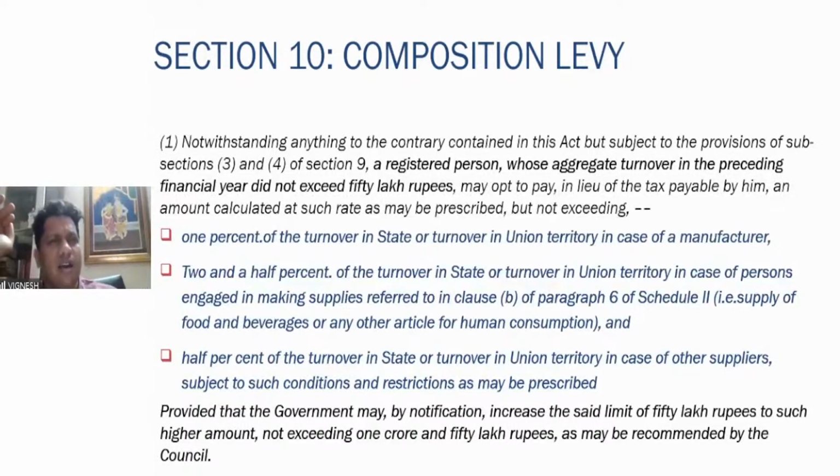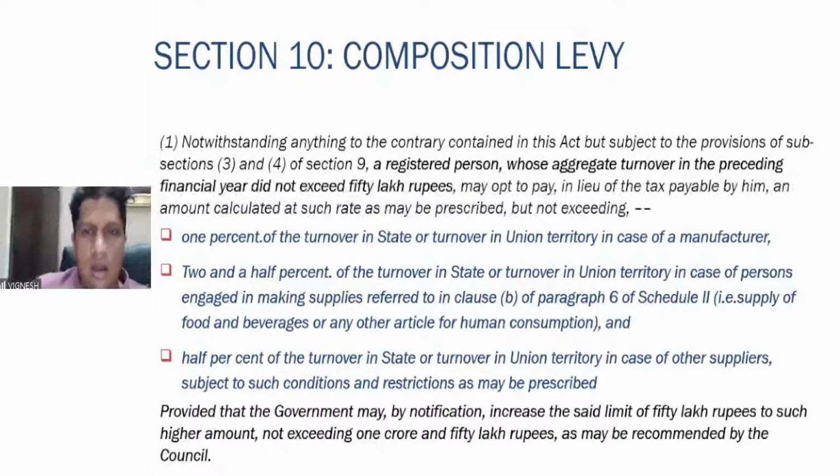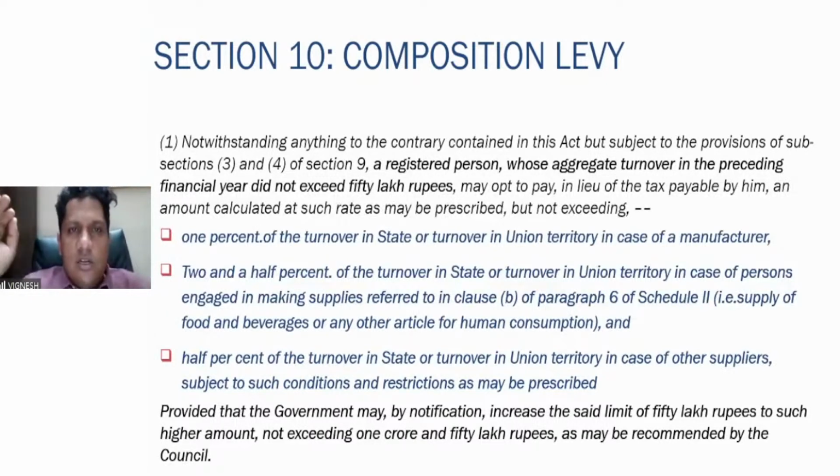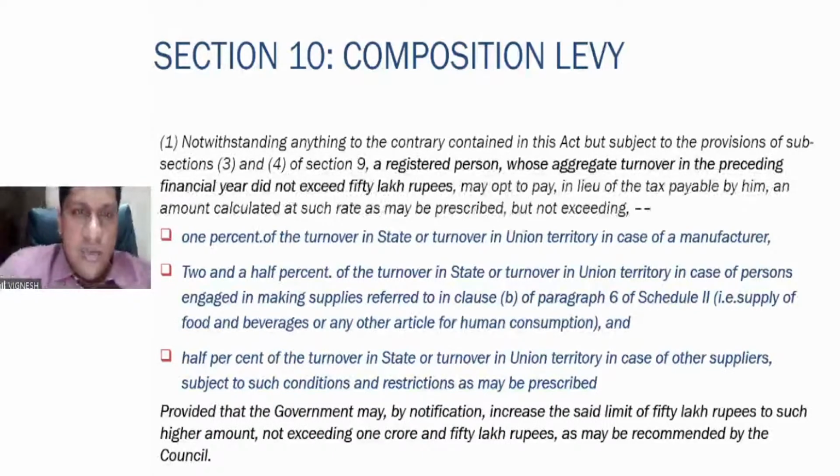So why has this composition levy come? At least to avoid the hassle cost for small scale taxpayers. Small scale taxpayers don't have the bandwidth to file GST regularly. They may miss sometimes, and the late fee will be pretty high. They cannot bear the brunt of the exorbitant late fee. So in that situation, the government has given an option to pay the GST on the turnover. What is the limit? The limit given is that aggregate turnover does not exceed 50 lakhs.